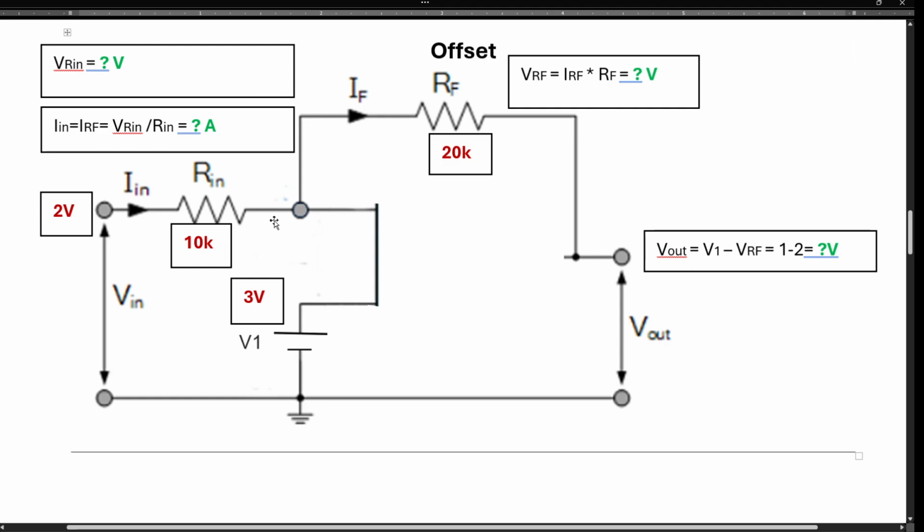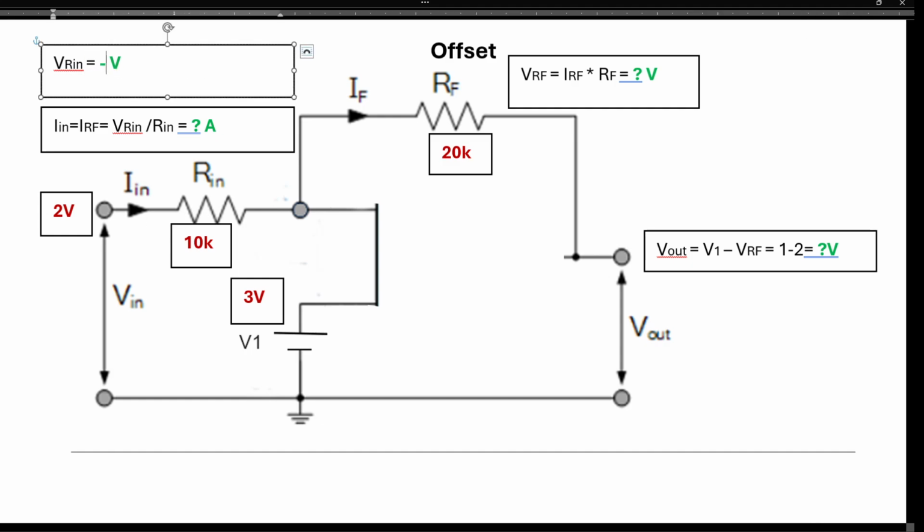What is the voltage on this resistor? Well, over here we have 3 volts, and over here we have 2 volts. So the voltage with this direction of the current is going to give us minus 1 volt. It doesn't really matter here because we're interested in the absolute value in order to find out the current.